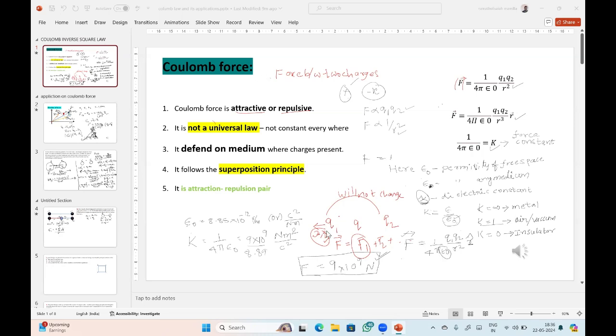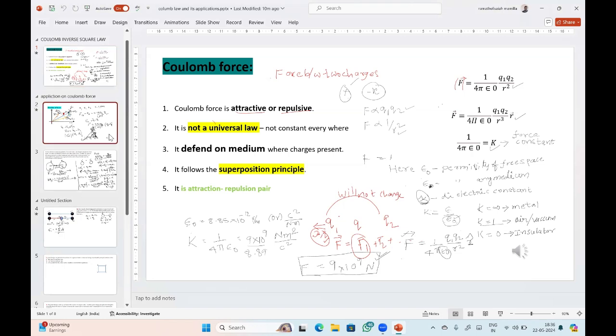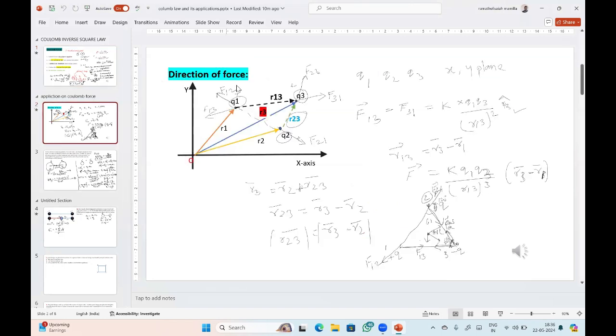Here I have given the epsilon naught value and its units, and the K value and units. This is the simple concept related to Coulomb force. Now we will consider the direction of the force acting on the charges. Here I have considered charges Q1, Q2, Q3. From the origin, they are at positions R1, R2 and R3; R1, R2, R3 are the positions of charges Q1, Q2, Q3 respectively.